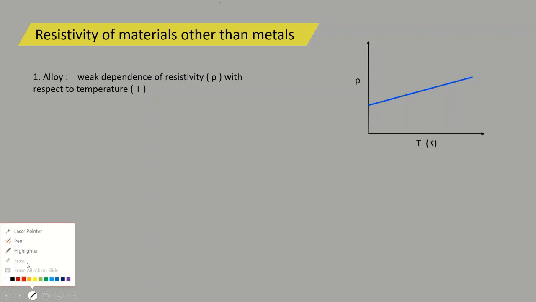If you look into the graph here, you will find that though it can be said to be linear, compared to a conductor it has a lesser slope, and thus the linearity is higher than a conductor, and mostly alloy is used for the preparation of resistance.